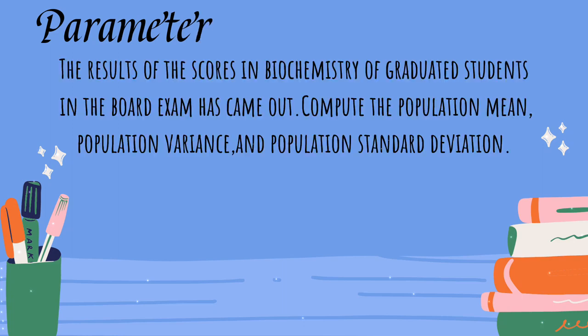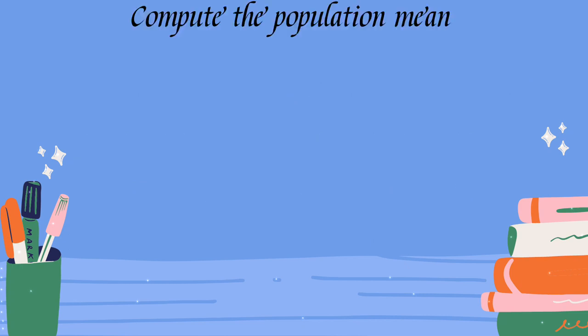The results of the scores in biochemistry of graduating students in the board exam have come out. Compute the population mean, population variance, and population standard deviation. These are the scores obtained by 10 students: 89, 91, 93, 87, 86, 92, 88, 94, 85, and 95. First, let's compute the population.